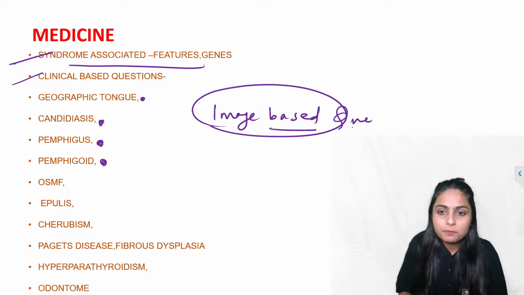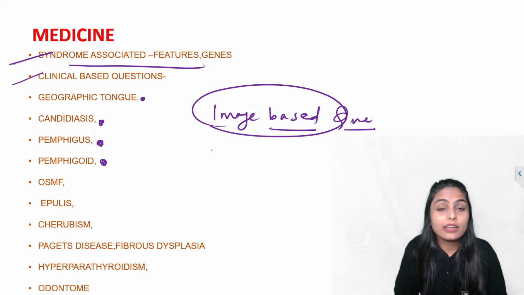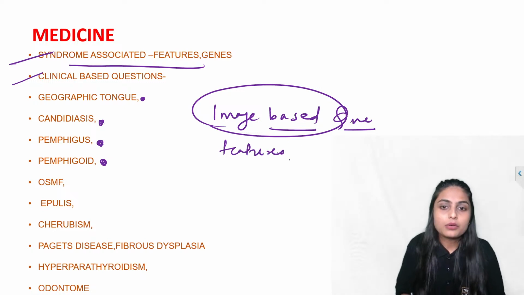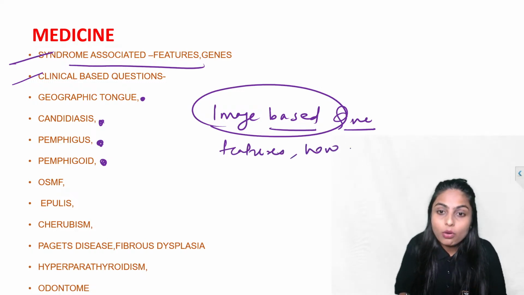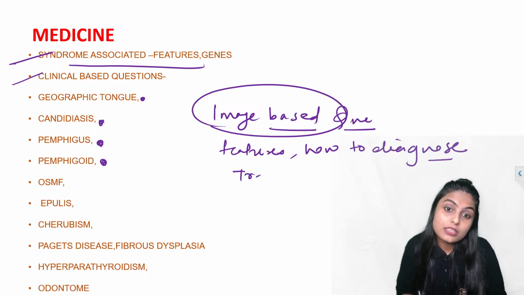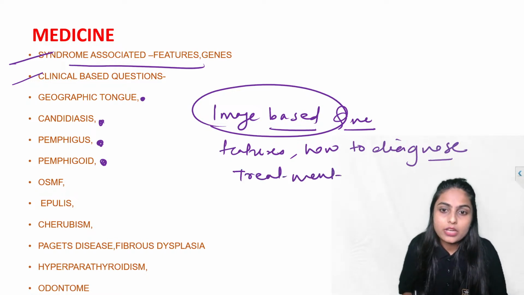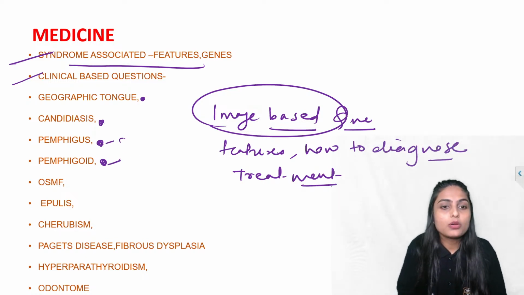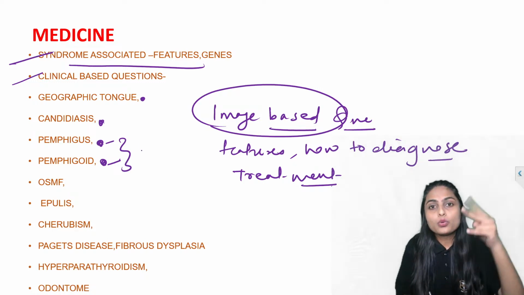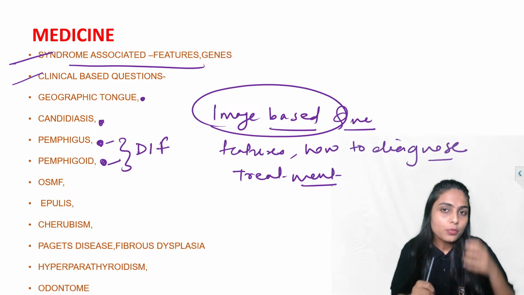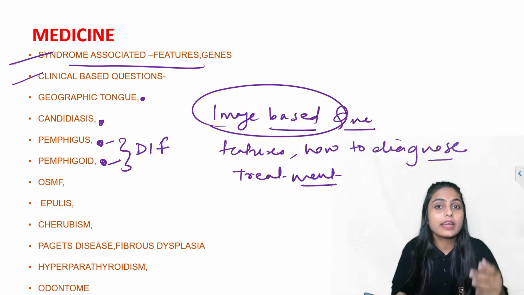Image-based questions. They can ask you clinical-based questions, so they can give you features and ask how to diagnose these conditions, or they can ask you the treatment advised in all of these conditions. For pemphigus and pemphigoid, you have to be thorough with how these two conditions appear in DIF, direct immunofluorescence. We have the fishnet pattern and the chicken wire pattern.